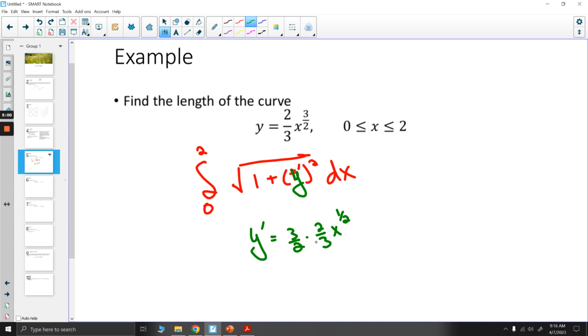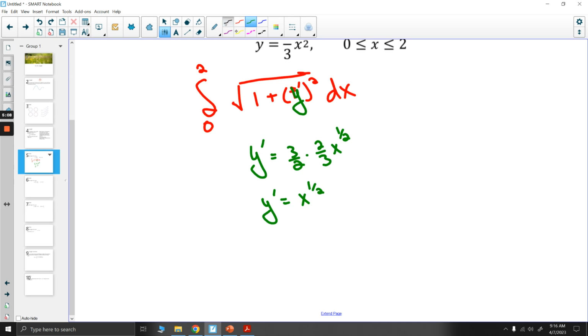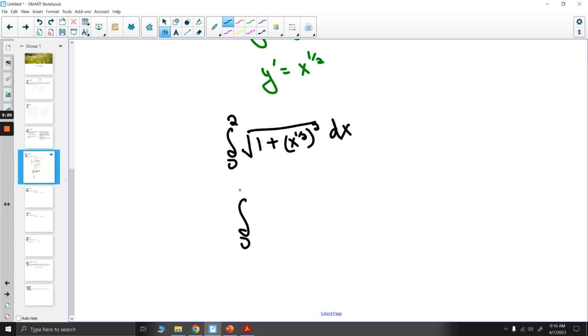So 3/2 and 2/3 cancel out, and we're left with y prime is equal to x to the 1/2. Okay, so that means that we have the integral from 0 to 2 of the square root of 1 plus x to the 1/2 squared dx. So that means we have the integral from 0 to 2 of the square root of 1 plus x dx. Now this we can do with either u sub or just basic integration.